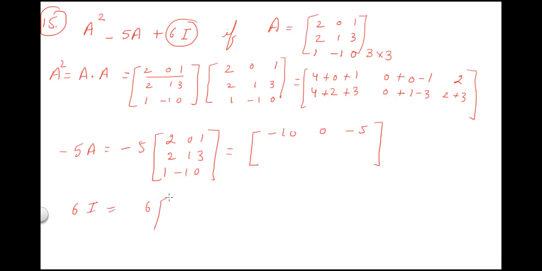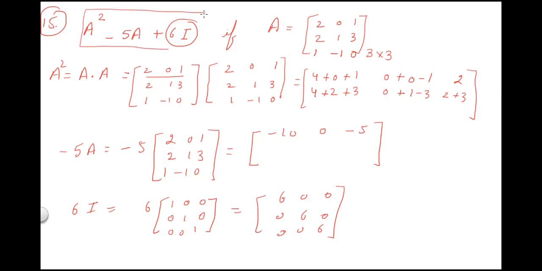6I means 6 multiplied with an identity matrix that is also of the same order as matrix A, that means 3 cross 3. So it will be 1 0 0, 0 1 0, 0 0 1. You know what is an identity matrix? All the diagonal elements are 1, right? All the non-diagonal elements will be 0. So it will be like this: 6 0 0, 0 6 0, 0 0 6. Right? So you have done all of the things. You have A square, you have minus of 5A, you have plus 6I. Just put in this equation, okay, and you will get the answer. Clear? You have to find the answer for this.